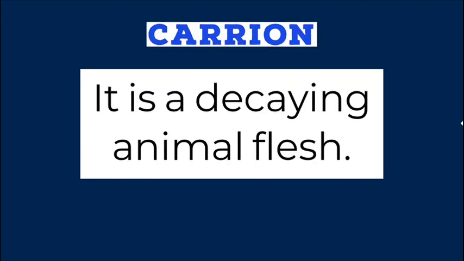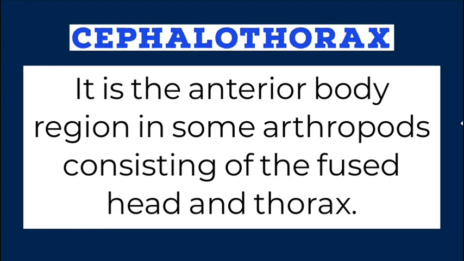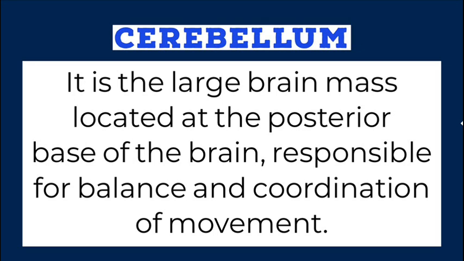Carrion. It is decaying animal flesh. Cephalothorax. It is the anterior body region in some arthropods consisting of the fused head and thorax. Cerebellum. It is the large brain mass located at the posterior base of the brain, responsible for balance and coordination of movement.